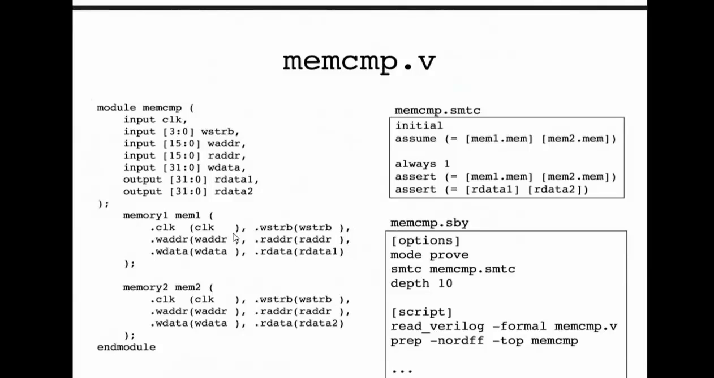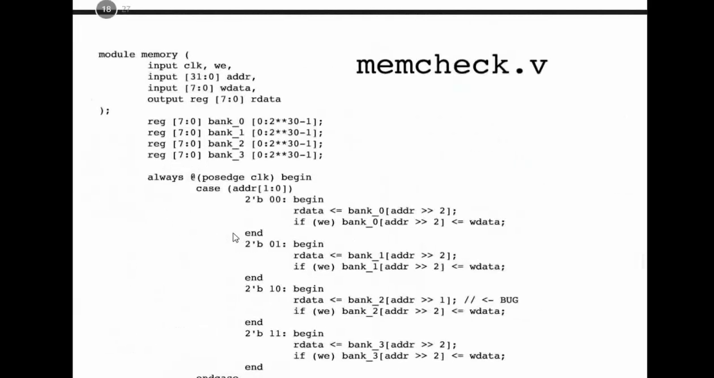Additionally, we have a constraints file, and in this constraints file, we say that both memories in these 2 modules must be identical in the initial step. And then we assert in all further steps that the memories still say the same, they don't diverge in their content, and that the read data value is the same. We can run this and actually prove that these memories are equivalent.